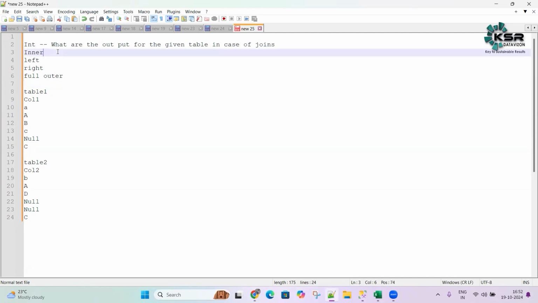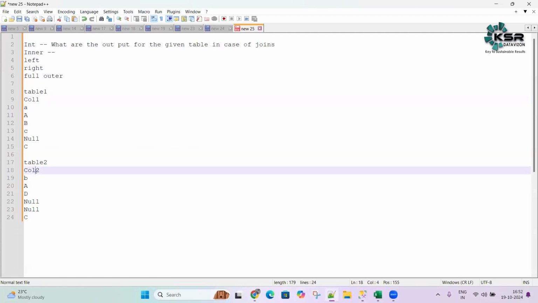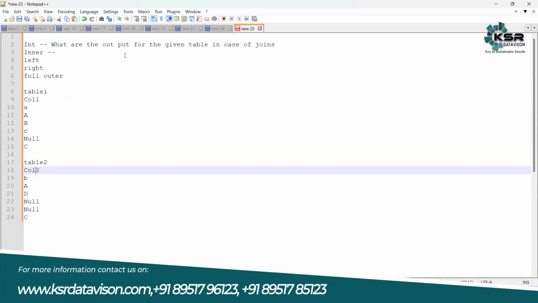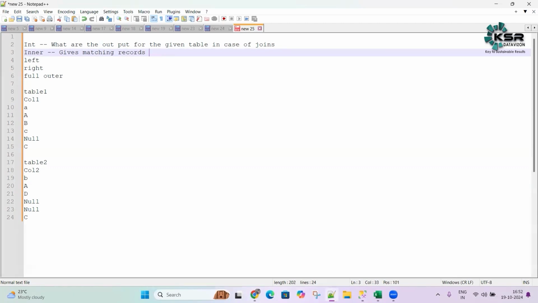I'll explain that. First, before going into the solution, let's understand what inner joins are. Suppose you have two tables and each table has one column. For this table it's column one, and for the second table it's column two. When we match column one of table one to column two of table two, any records that match each other give an output as a record from both the tables. So it gives matching records from both the tables based on the join condition.